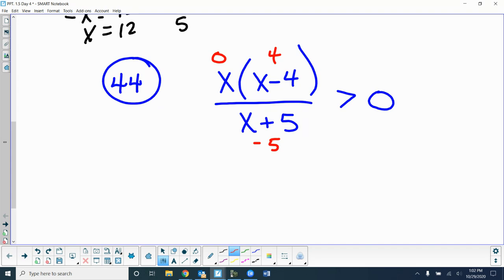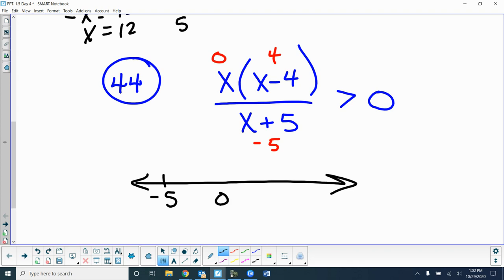I got 4 sections I got to check for my graph. Okay? So, number line, -5, and then 0, and 4. So Chris Tekolowski, how about over here? What number should we use to pick? Good. You're on a roll.